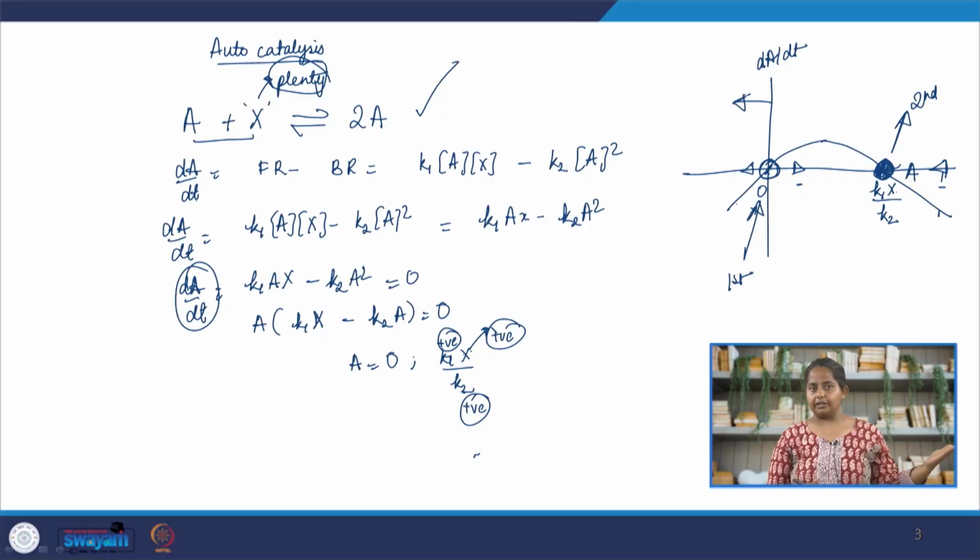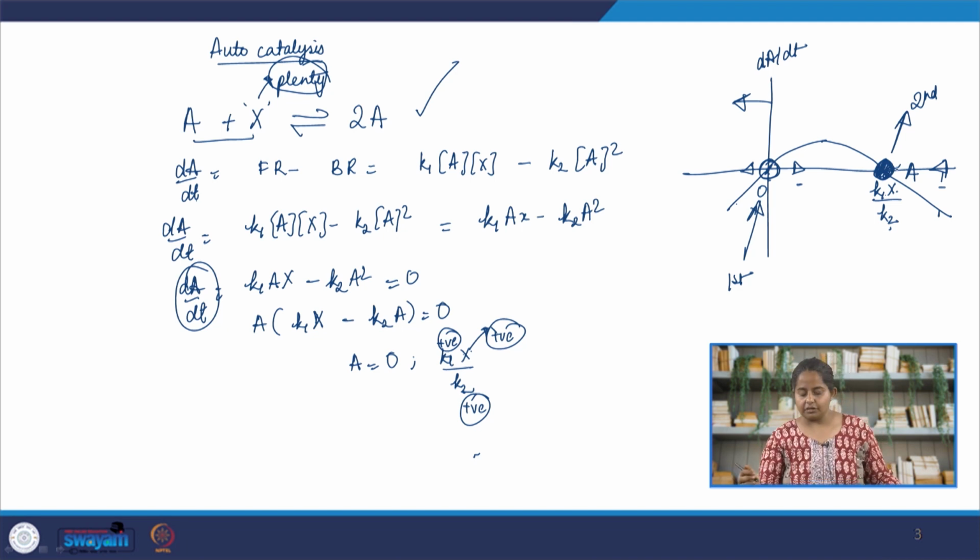How does it work? First of all, A can never be negative because it is a concentration, so we can disregard anything on the left hand side of the y-axis. So let's look only at the right hand side of the y-axis. On the right hand side, as long as your starting concentration is between the two fixed points, not 0, between the two fixed points, A will continue to increase until it reaches K1x by K2.